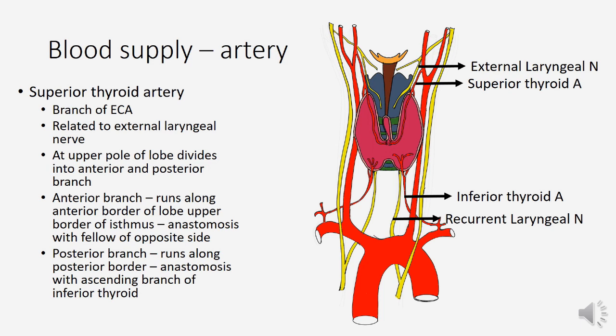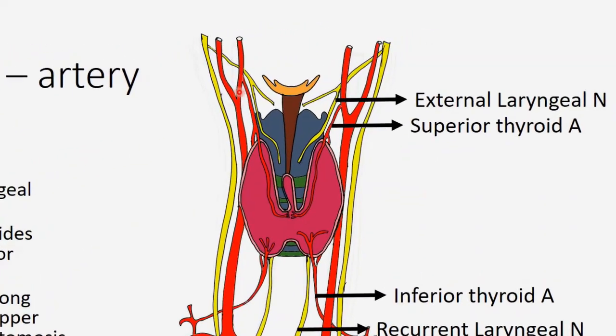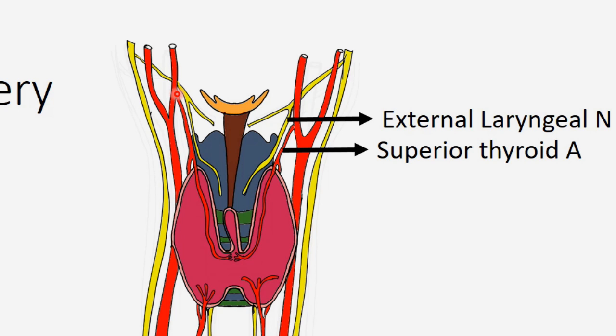Okay, as we saw while drawing the diagrams, the thyroid gland is mainly supplied by two arteries, the superior thyroid artery and the inferior thyroid artery. The superior thyroid artery is a branch of external carotid artery. It courses towards the apex of thyroid gland, and at the upper pole of the lobe of the thyroid gland, it divides into anterior and posterior branch. The anterior branch further continues along the anterior border of the lobe, then the upper border of the isthmus and anastomoses with the fellow of the opposite side.